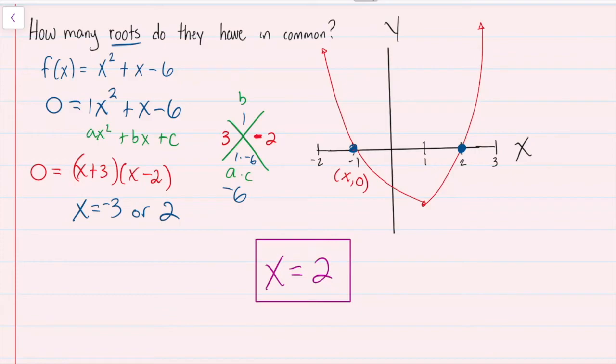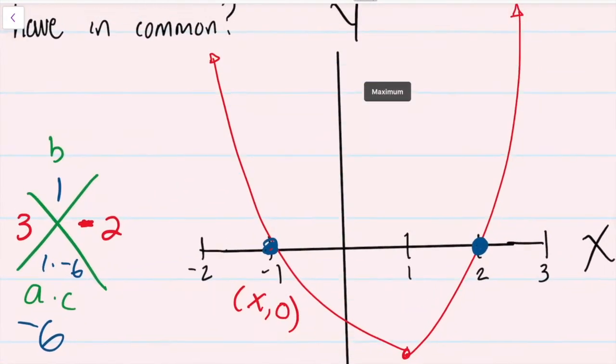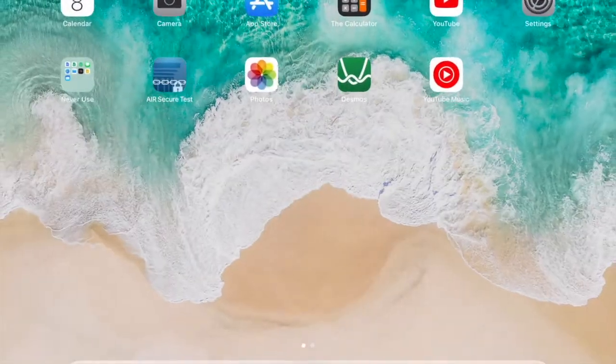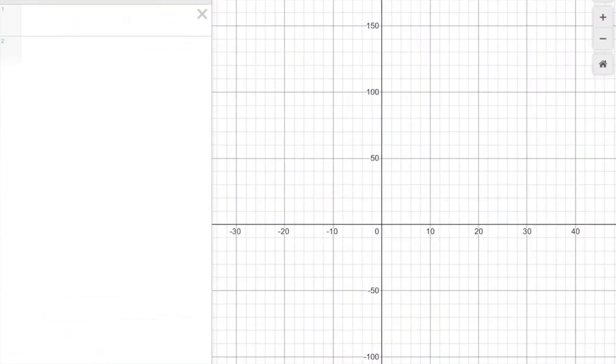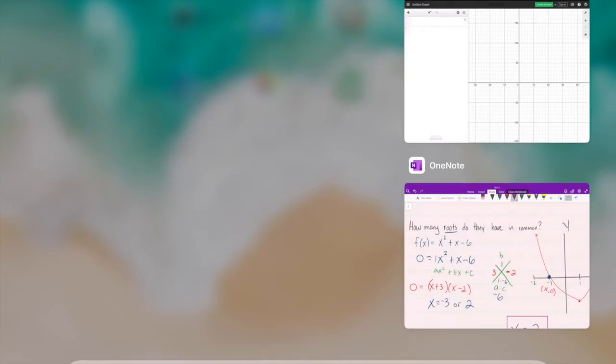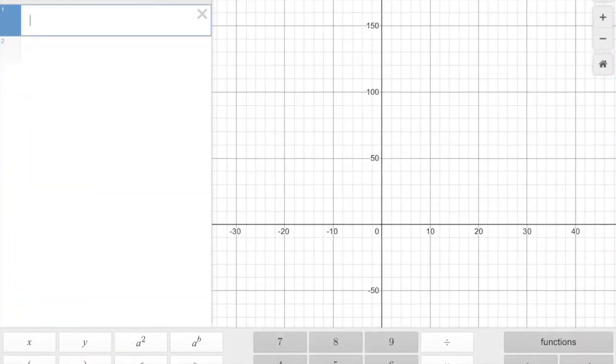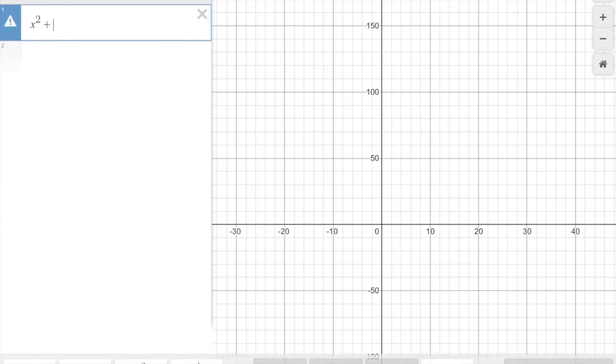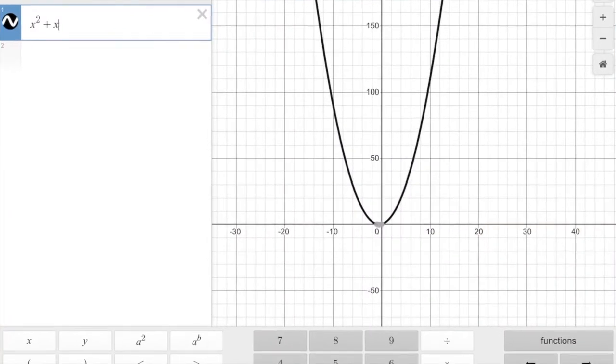If you really want to make it easy for yourself, look, you've got a graph. You've got an equation. Why not graph it on Desmos? Let's go back to this problem. It was x squared plus x, and it was, what was it? -6.